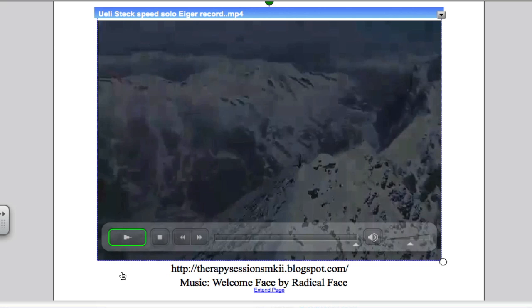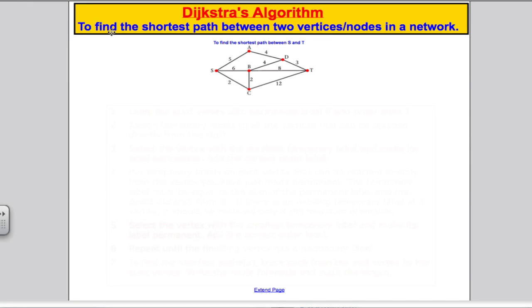So that was a remarkable video there of Uli Steck climbing, but modern climbers do use some of the theories of Dijkstra's algorithm to find a route of least difficulty up a mountain, for example. So let's now introduce ourselves to Dijkstra's algorithm so we can go off and drive our Aston Martin on the weekends or climb mountains. So Dijkstra's algorithm finds for us the shortest path between two vertices or nodes in a network.